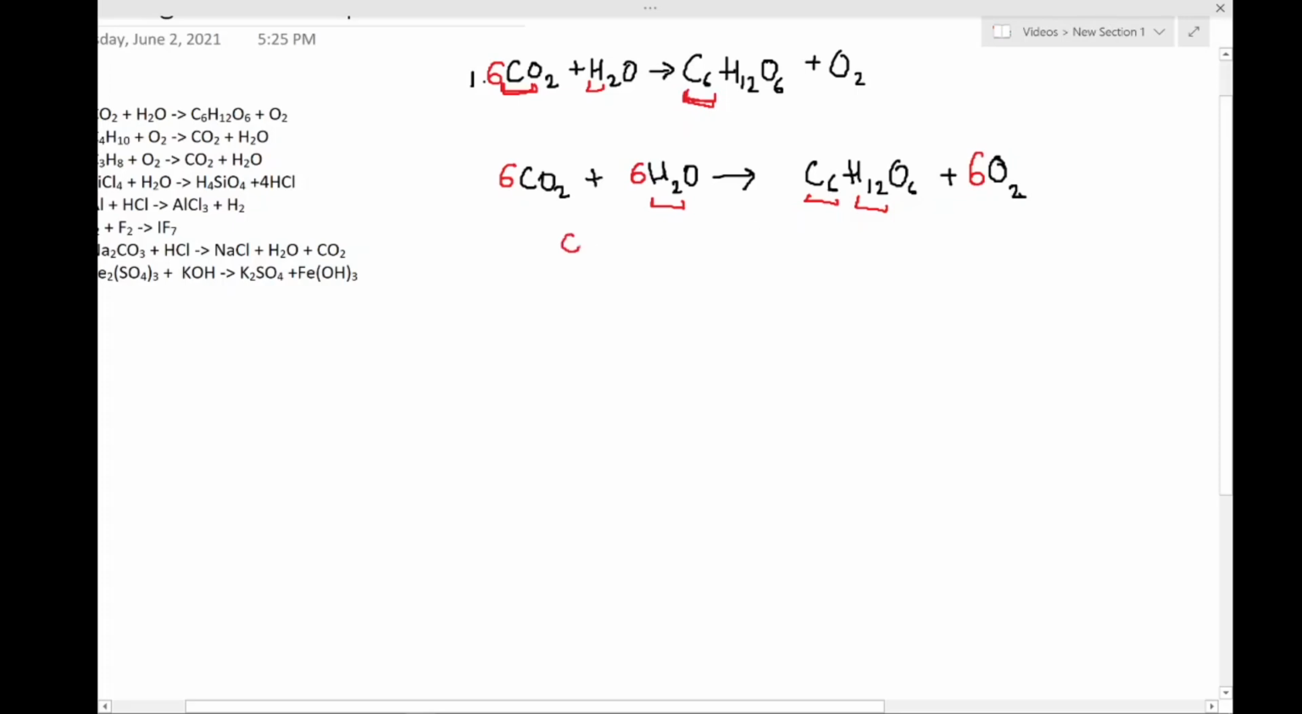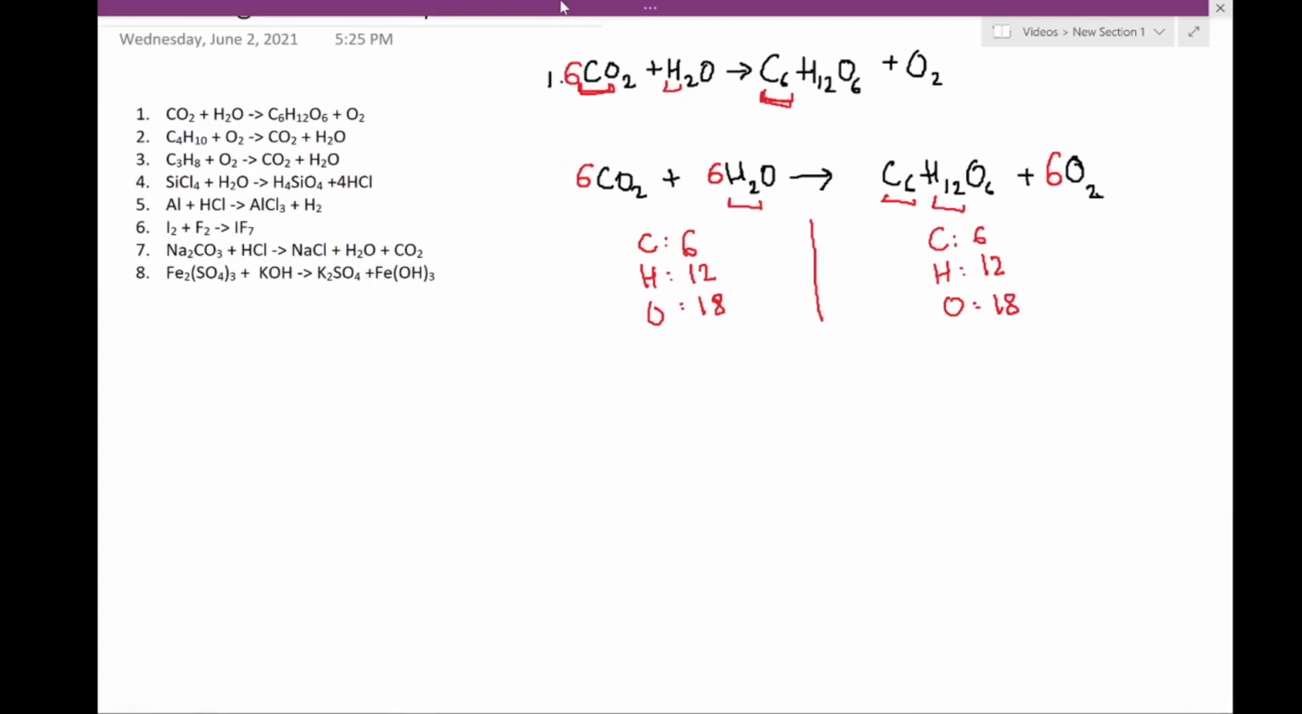So what I'm going to do is make a tally table for both sides. This helps if you're a beginner with balancing equations, just to visualize things for you. Now over here on the left hand side we have 6 carbons, 12 hydrogens, and 18 oxygens. If we go to the right hand side, we have 6 carbons, 12 hydrogens, and 18 oxygens. That balances our equation. Now moving on to the next one.